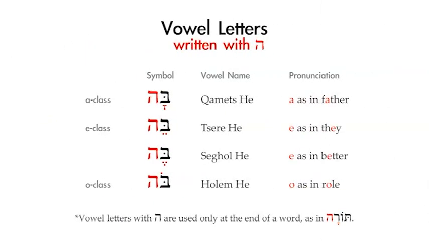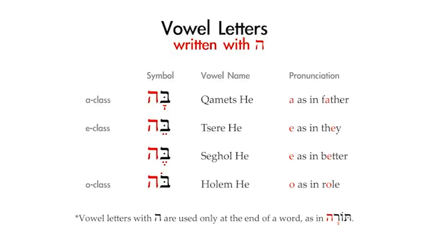In addition to the regular vowel symbols that we just studied, Hebrew also has a set of vowel letters. Vowel letters consist of a vowel written with a letter or a consonant. That's why they're called vowel letters. And there are three types of vowel letters in Hebrew: those written with hey, those written with waw, and those written with yod. We'll study each of those now.